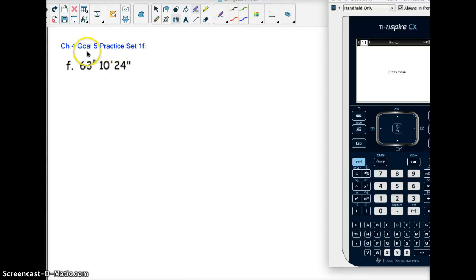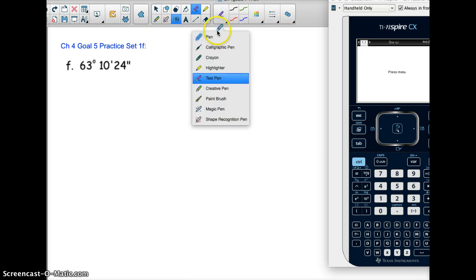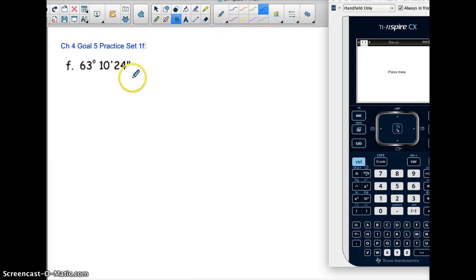I'd like to go over Chapter 4, Goal 5, Practice Set 1, Example F with you. In the instructions, we're asked to change the degree measure to radians. I know that the conversion factor to convert from degrees to radians is to multiply the degree measure by pi divided by 180 degrees. However, in Example F, we have a little more than just degrees here.